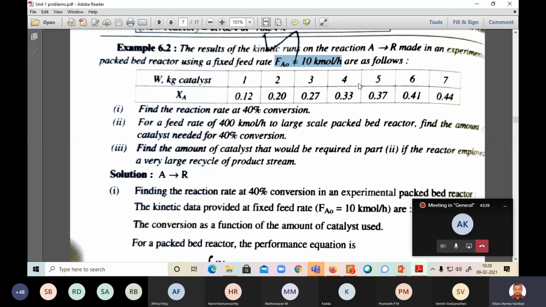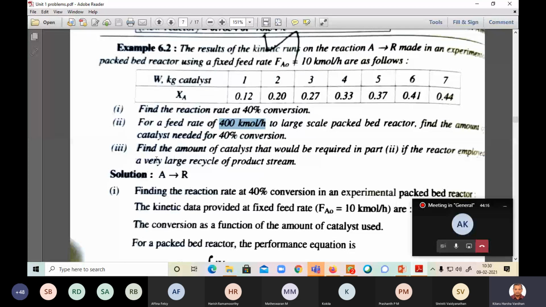That is the first one. The second one is, if he is increasing this flow rate to 400, almost 40 times more than the current flow rate, for getting the same 40% conversion, how much should be the volume of the catalyst which is going to be used? That is the second one. Third one is, instead of this plug flow, if I add some recycle to it, again to get the same 40% conversion, find the amount of the catalyst that would be required in part 2, the same flow rate.